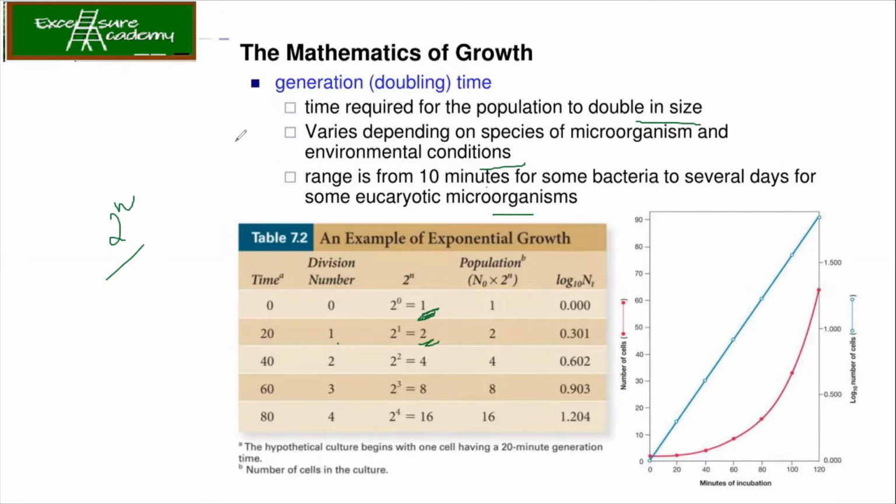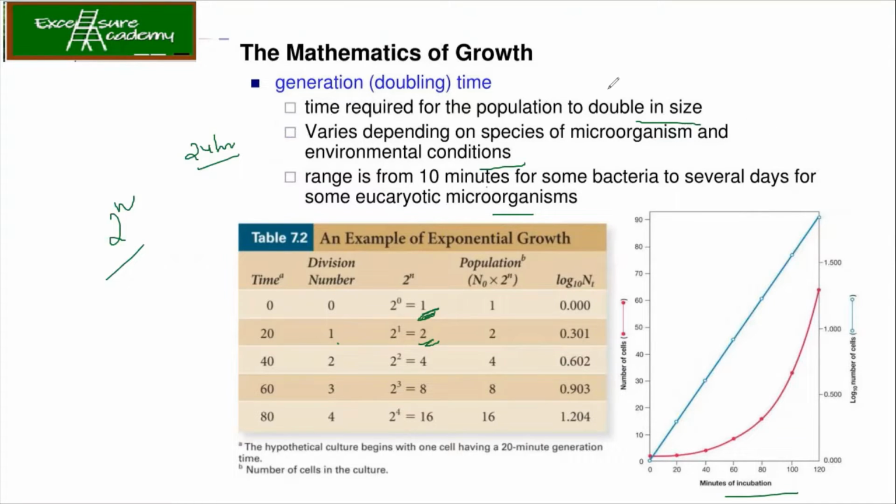In the case of eukaryotes, such as a mammalian cell, 24 hours is required to double. So this is how you can plot the minutes of incubation against the number of cells. No questions from here.